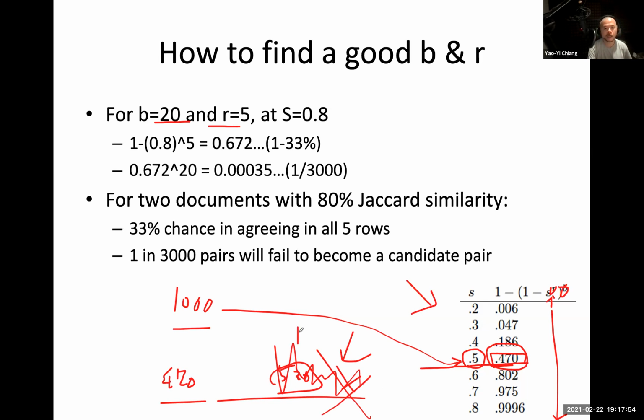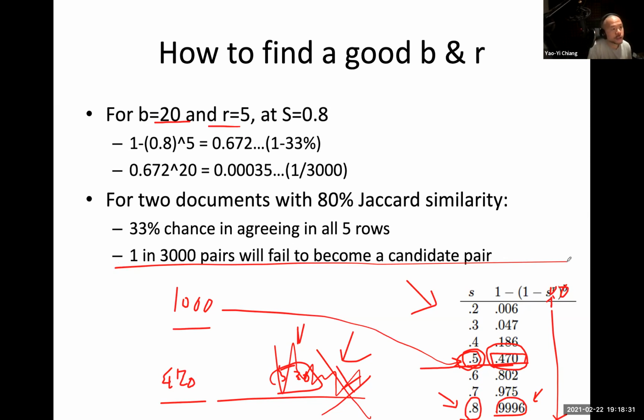You say they are negatives, we don't need to compare them, but you actually want them because your similarity threshold is pretty low. However, if my application demands a much higher similarity threshold, say I only want to find the documents with Jaccard similarity larger than 0.8, then this number is pretty good. So for everything that has a 0.8 similarity, the chances that they will be in the same bucket so that I need to compare them is really high. Only 1 in 3,000 pairs will fail to become a candidate pair.